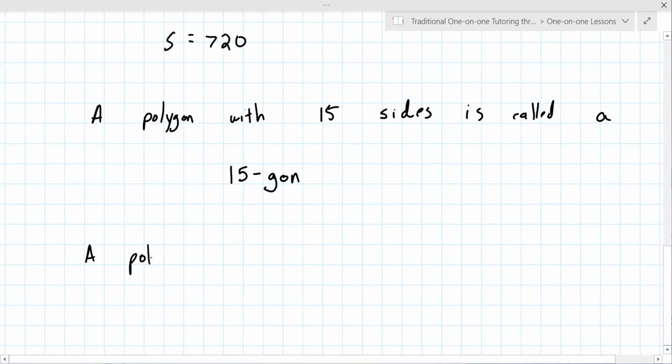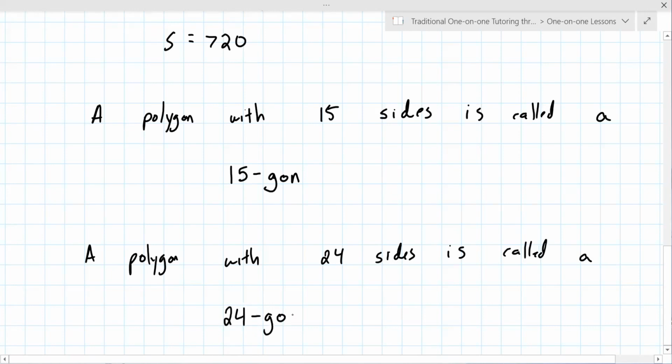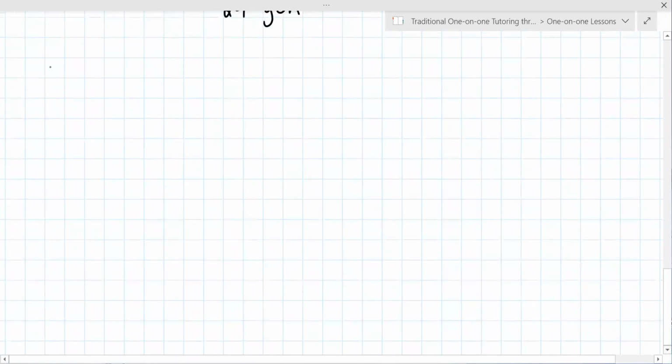Anything with more than 10 sides, they start using the numbers. So a polygon with 24 sides is called a 24-gon. So rather than giving it a name, like a hexagon or a septagon or a dodecagon or a nonagon, you can just call it a 24-gon or a 15-gon or however many sides it has.